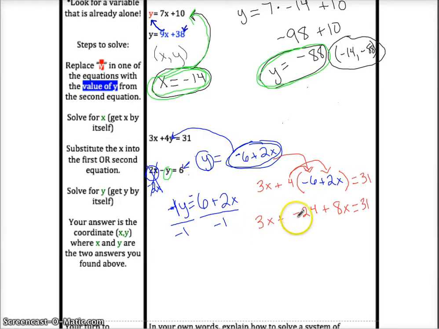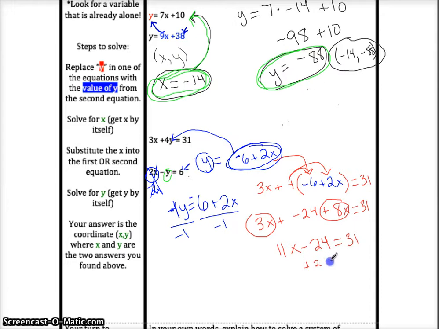Okay, so I have 3x plus negative 24 plus 8x equals 31. Now I just combine like terms. 3x and an 8x gives me 11x plus 24, or just minus 24, equals 31. And then I'm going to add 24 to get my x by itself. Undo addition and subtraction first. Add 24. That gives me 55 equals 11x. Divide both sides by 11 and you should get x equals 5.